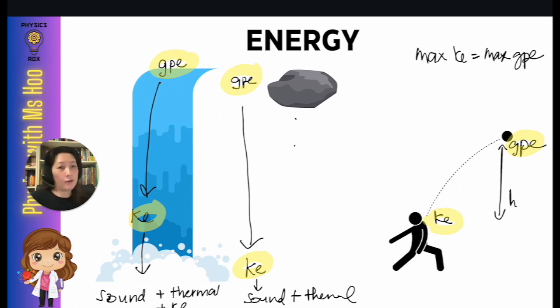Depending on what values were given in the question, but I'm just going to apply the formula here. Half mv squared, which is the kinetic energy formula, would be equal to mgh, which is the gravitational energy formula. So this is an example of how we can use the formula as well as the understanding of the principle of conservation of energy to solve questions. Okay, let's move on.